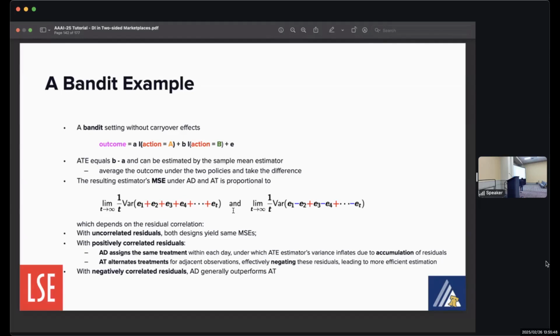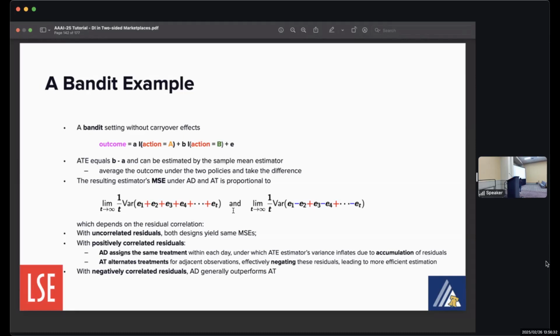Okay? Now, just want to remind you that these E_t correspond to the residuals at a given time point. If you compare these two expressions, it is clear that the effectiveness of these designs depends on the residual correlation. If the residuals are uncorrelated over time, then both designs will yield the same mean square error. But suppose the residuals are positively correlated. The first design, AD, assigns the same treatment within each day, and because of that, it will lead to inflation of the AT estimator's variance due to the accumulation of those positive correlations.